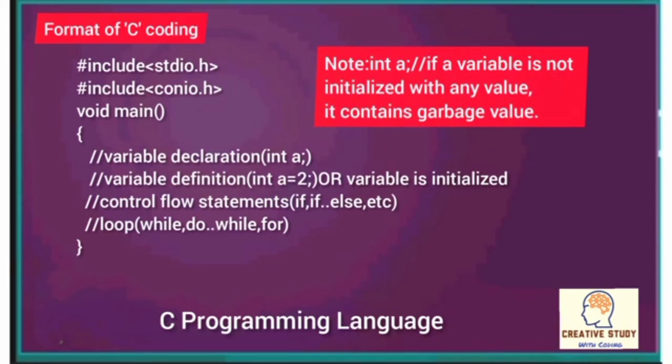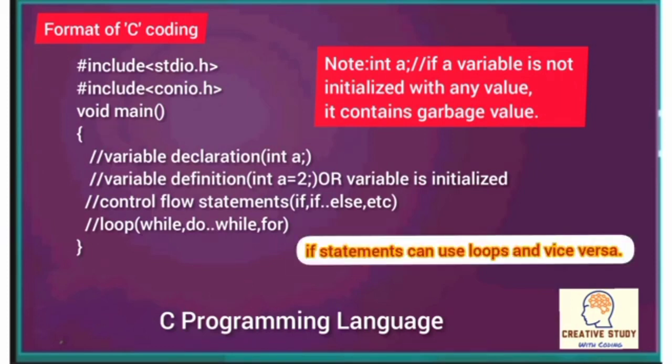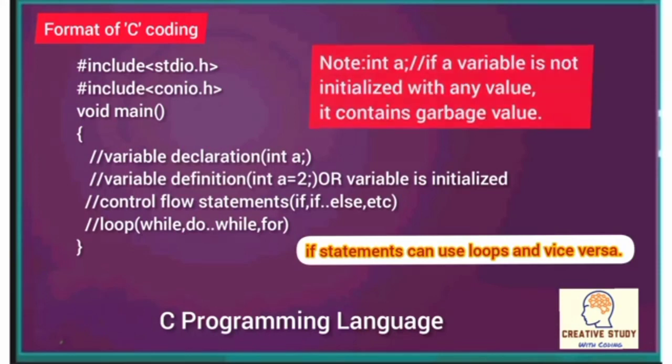Now this is the format of C coding. Here, first of all, variable is declared and then defined. If any variable is not defined or initialized, it takes garbage value. We'll learn about loops in this video. If statements can use loops and it is vice versa.